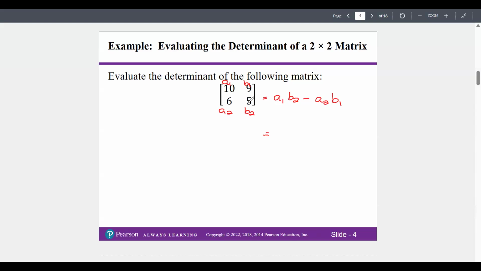Or you can just go, we're multiplying these together. So we have the 10 times the 5, or the a1 times the b2. And then we multiply these together, which is the a2, which is the 6, and the b1, which is the 9. And we just do a difference. So this is going to be 50 minus 54. So we end up with a negative 4 as my determinant.